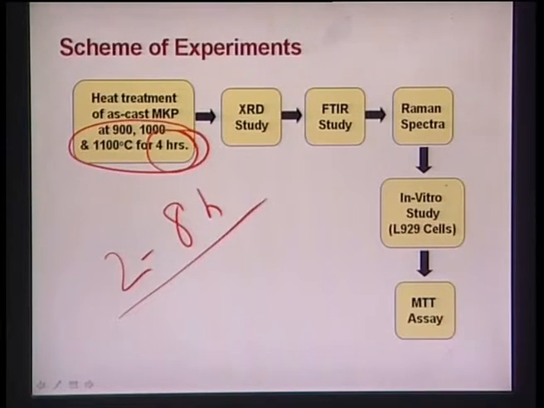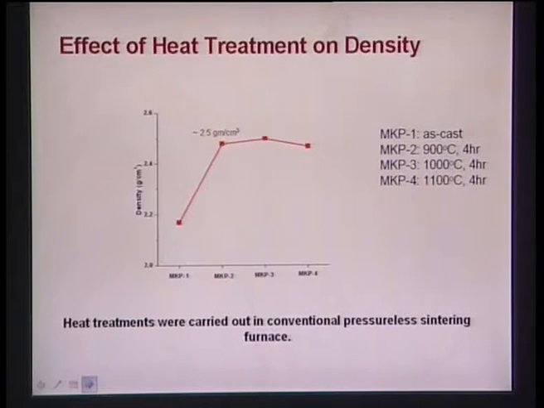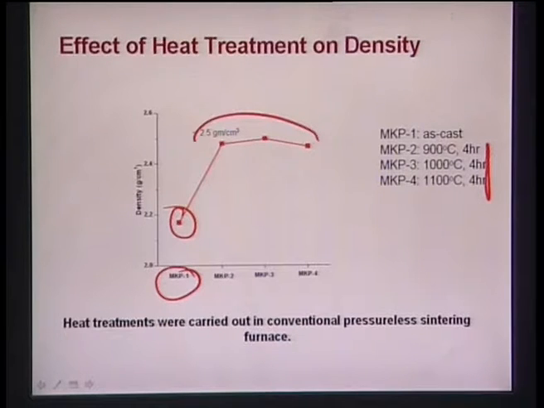Cytocompatibility was studied using L929 cell lines, and an MTT assay was also carried out to quantify the cell viability of these materials. Now, as I said, these materials were heat treated at 3 different temperatures for 4 hours. As you see, MKP1 has a very low density, and that is because of the high level of porosity in the structure. Now, when you heated them at 900 to 1100 degrees Celsius, this material has largely equal density, almost identical, which is close to around 2.5 gram per cc.